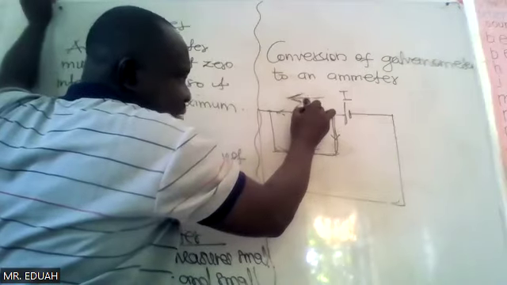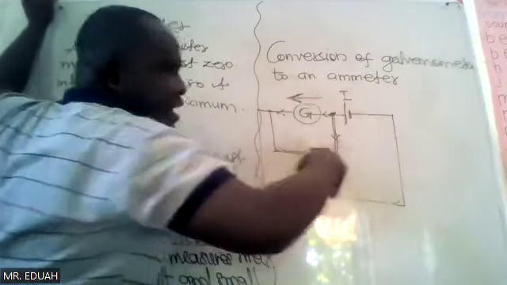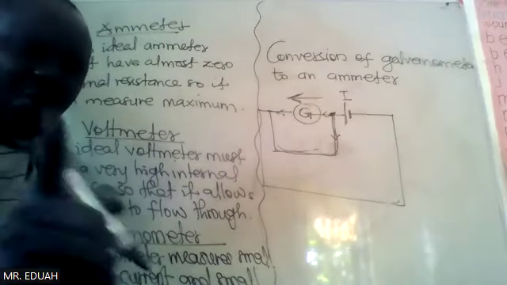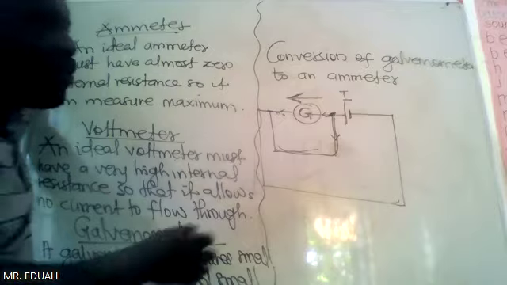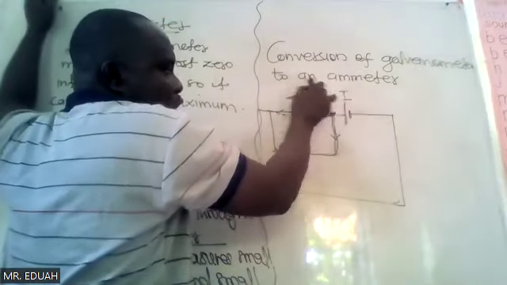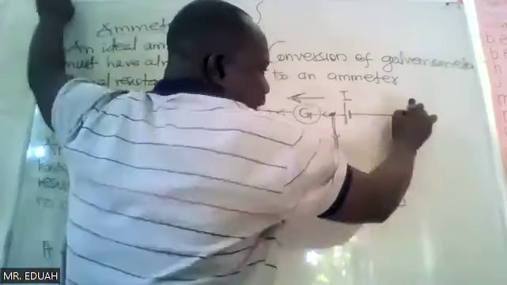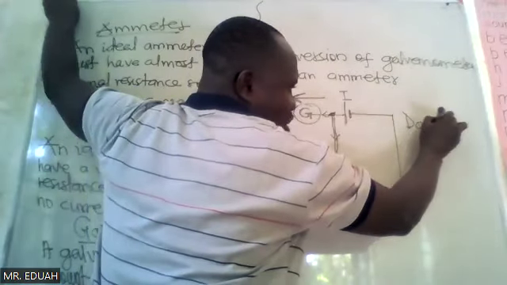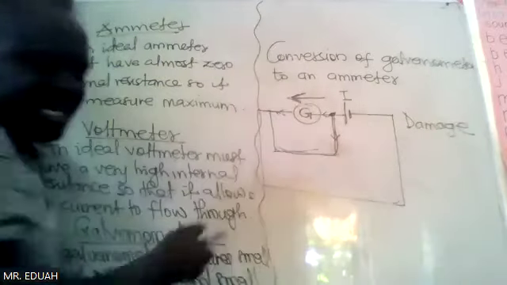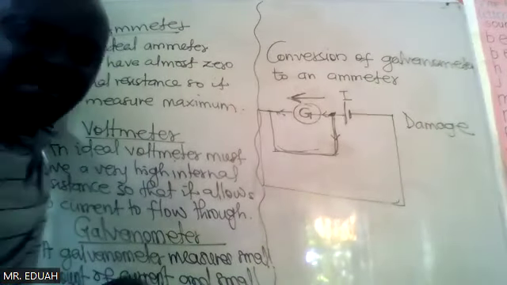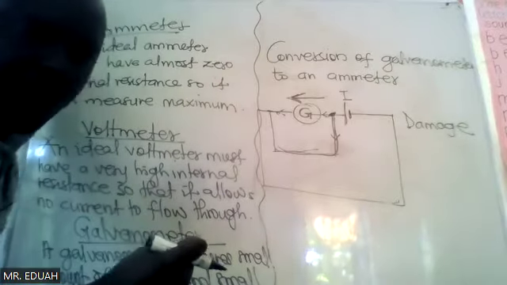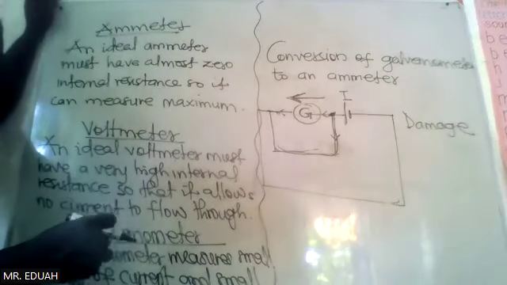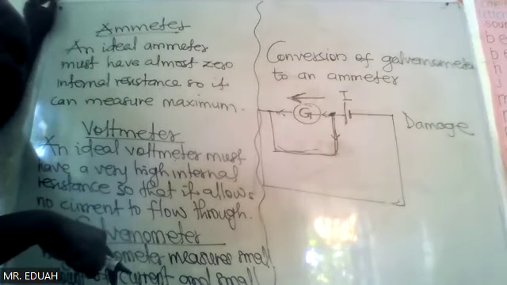Because a galvanometer doesn't measure a large amount of current. Two, that one effect is that when we allow the current to also pass through, it can damage the coil, because what is going into it is large. What it measures is small. Okay, so one, the large amount of current can damage the galvanometer coil.